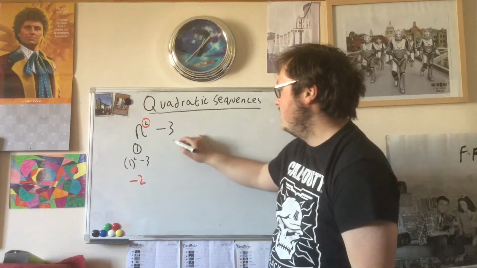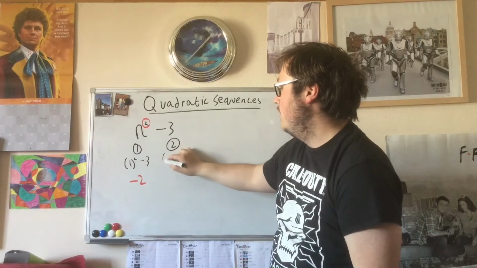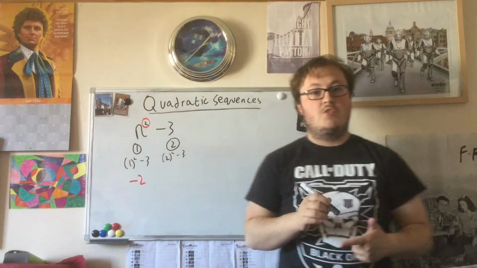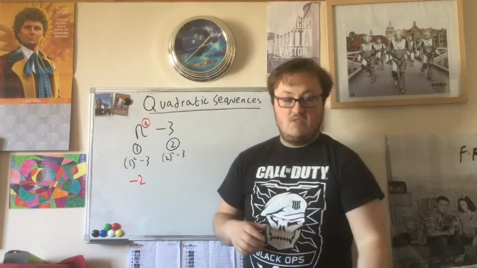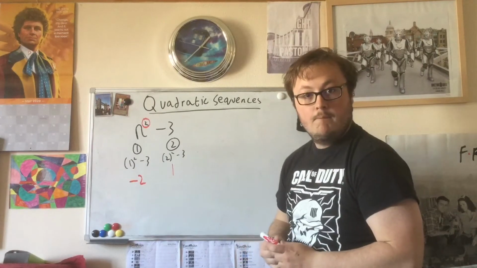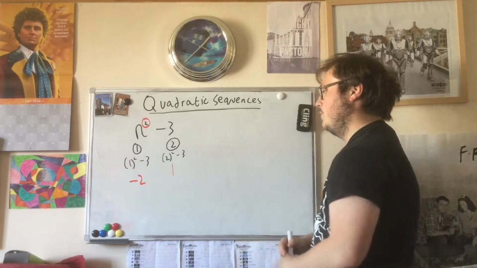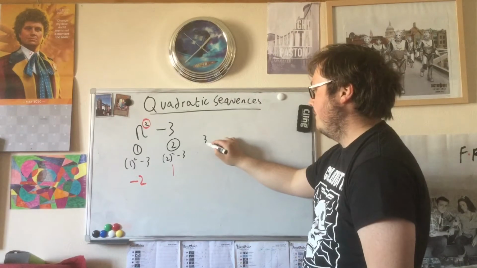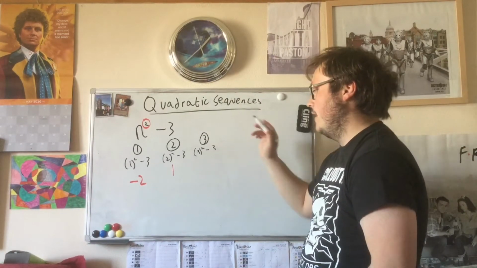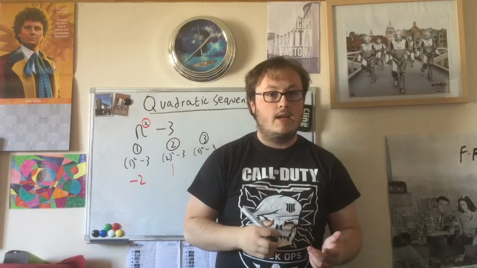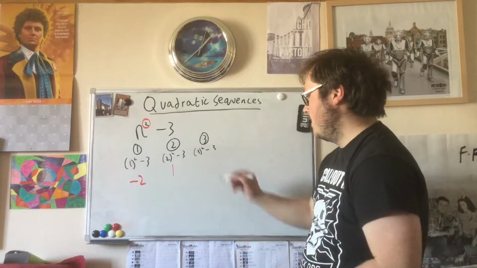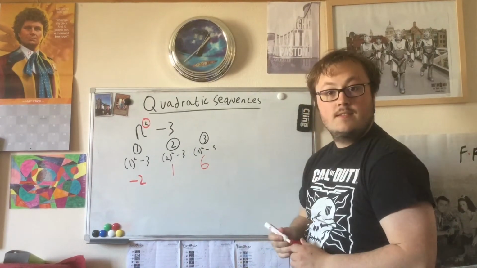Let's now go to the second term. 2 squared minus 3. Well, 2 times 2, 2 squared is 4, minus 3 gets us 1. Let's do the next one. 3 squared minus 3. Well, 3 times 3 is 9, minus 3 gets us 6.